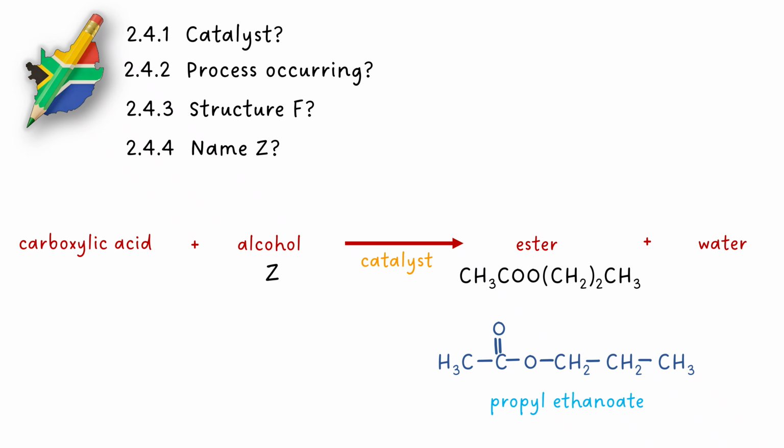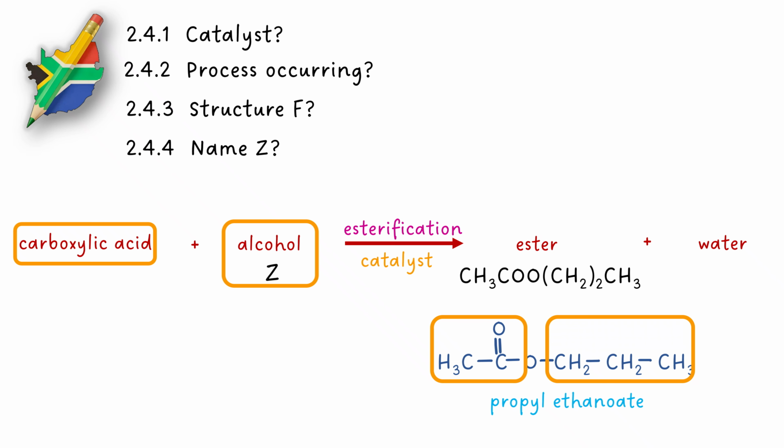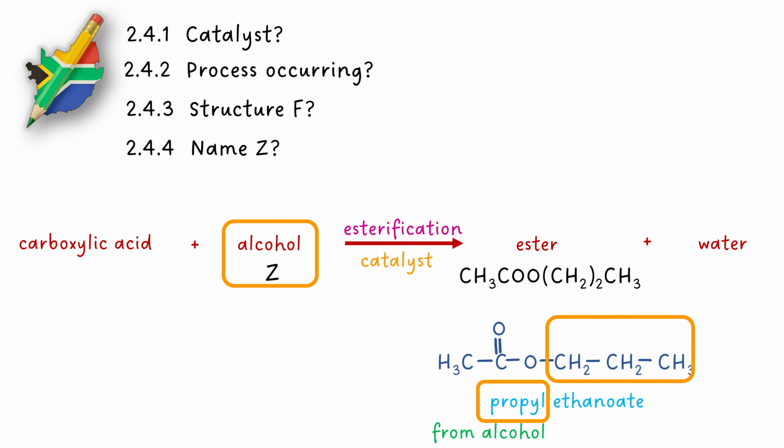Now, esters are produced from the reaction between a carboxylic acid and an alcohol, and the byproduct is water. This type of reaction is called an esterification reaction. Now, which part of the ester comes from the alcohol and which from the acid? The first part of the name indicates the alcohol which was involved, which must be propanol, which is a 3-carbon alcohol, so compound Z is propanol.